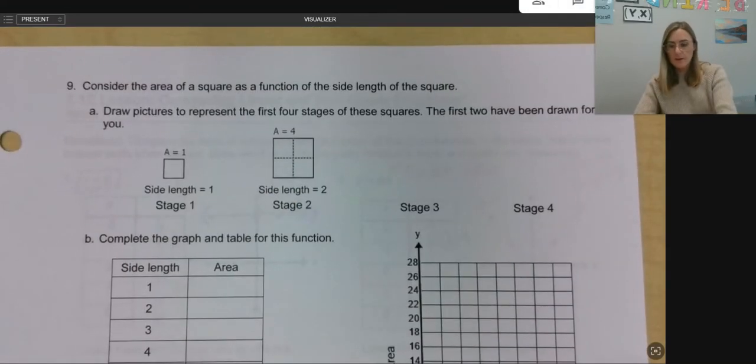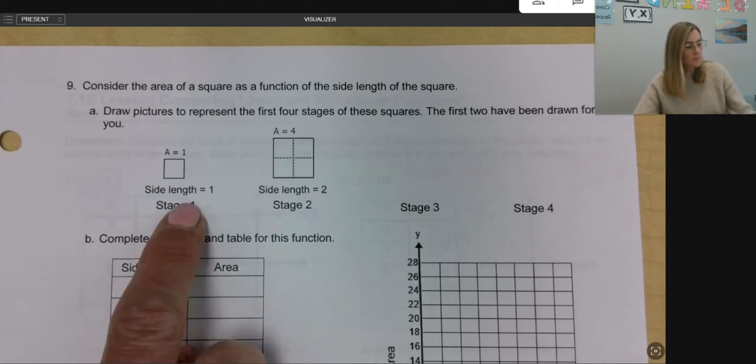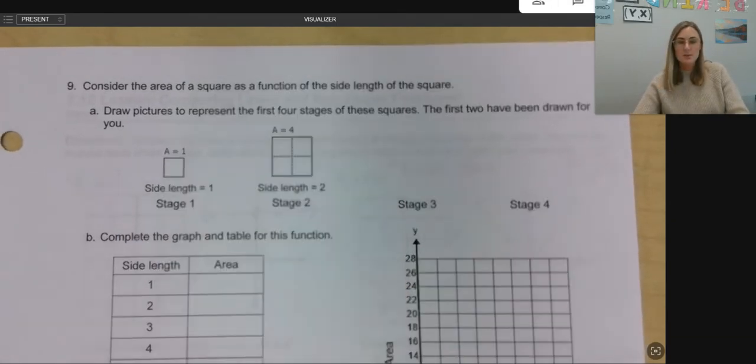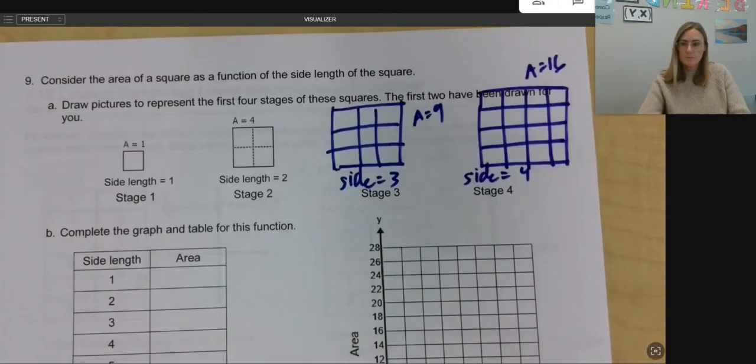Okay, on number 9, consider the area of a square as a function of the side length of a square. Draw pictures to represent the first 4 stages of these squares. The first 2 have been drawn for you. So go ahead and try and draw stage 3 and stage 4. With a side length of 1, the area would be 1. Side length of 2, area would be 4. Try drawing stage 3 and stage 4, so pause now.